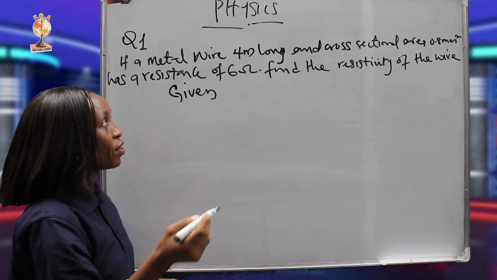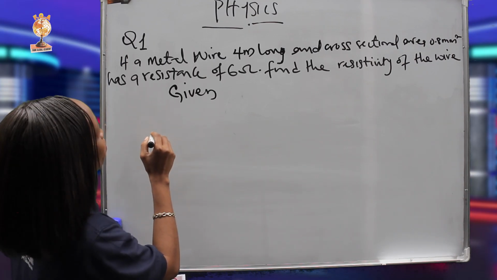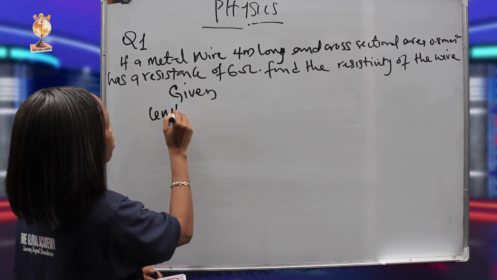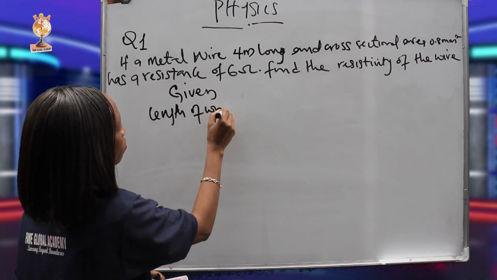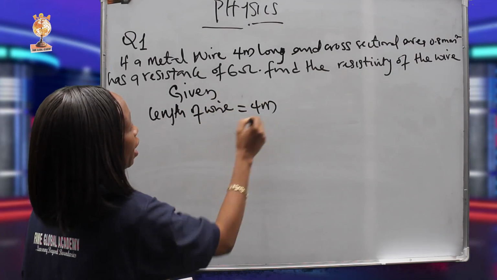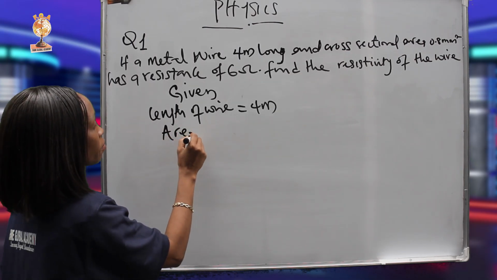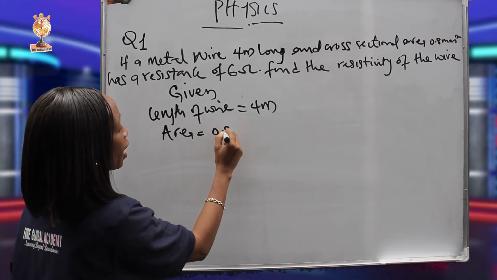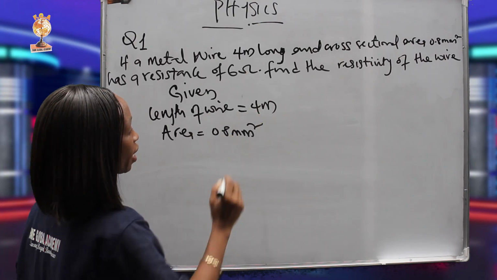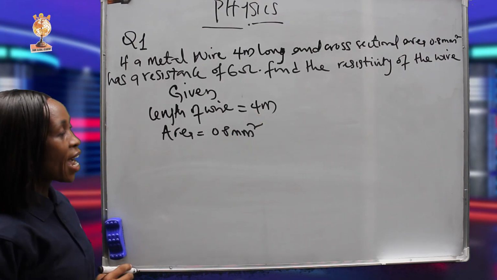What am I given? The length of the wire, 4 meters. What else is given? Area is 0.8 millimeter square.